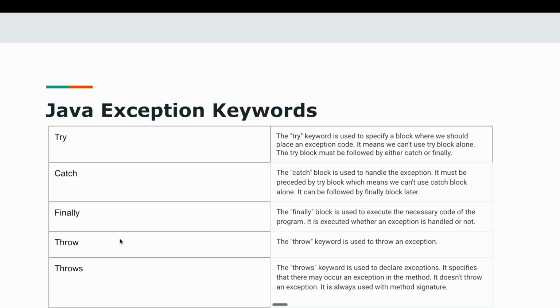And next is the throw keyword. That is used to throw an exception in the code. So sometimes you want to throw the exception, right? So in that case you will have to use this throw keyword.